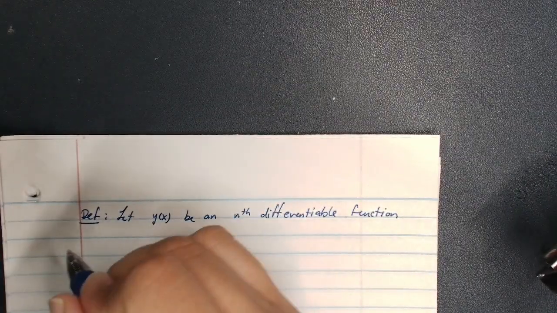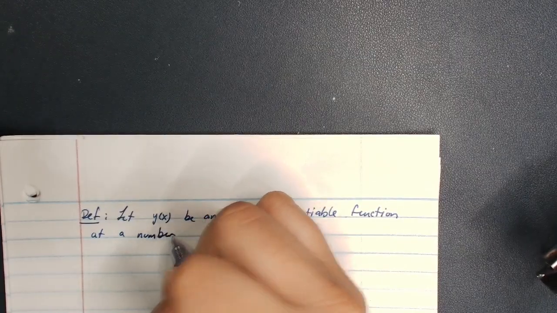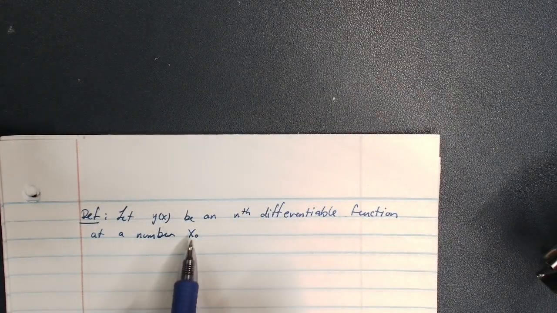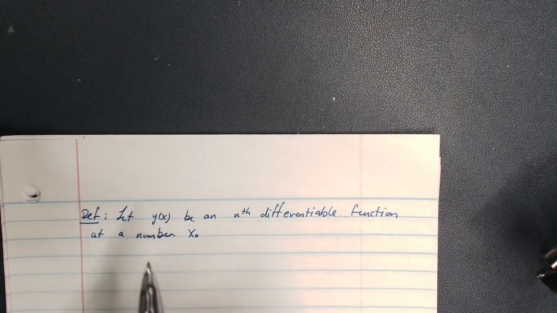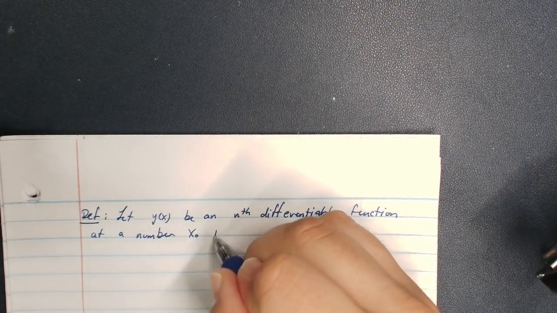At some particular number, which we'll call x naught. X naught being some specific number, some specific value of that variable x. Okay? In some interval, which we'll call I.